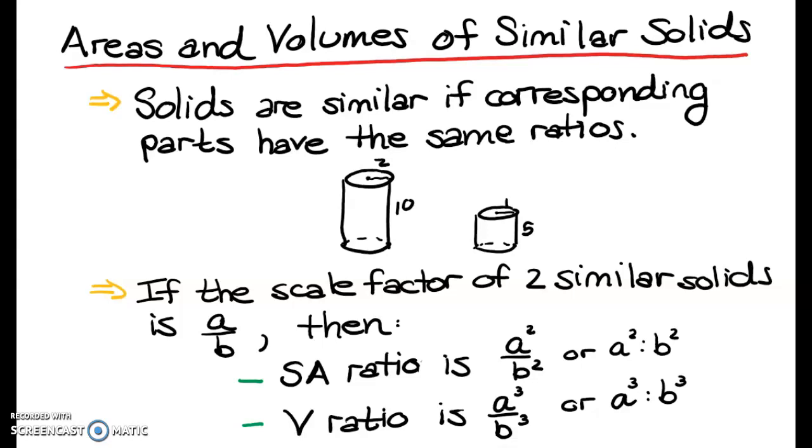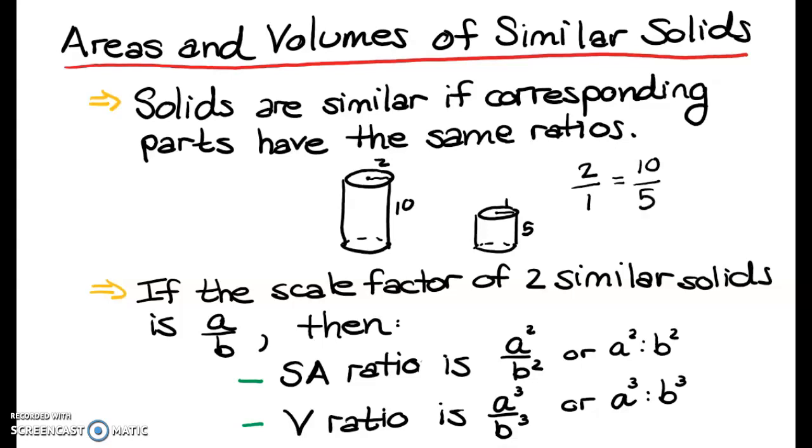It says here, solids are similar. So first, we have to make sure the figures that we're working with are similar. Solids are similar if corresponding parts have the same ratios. So here, let's just check. I know these two shapes are similar because the radius of the tall one over the radius of the small one, I need to check to see if that ratio equals the height of the tall one over the height of the small one.